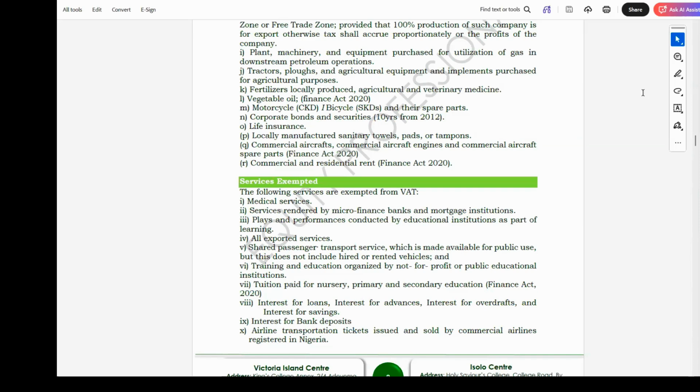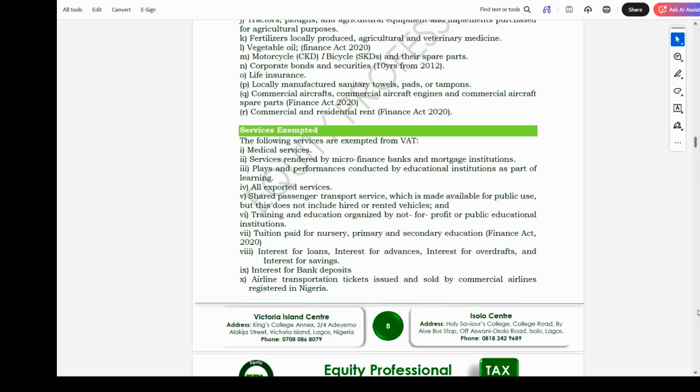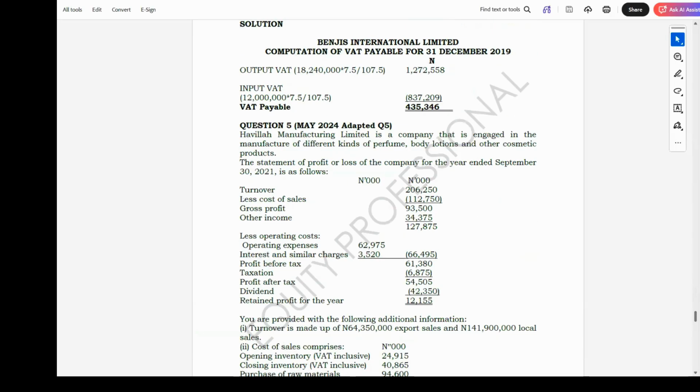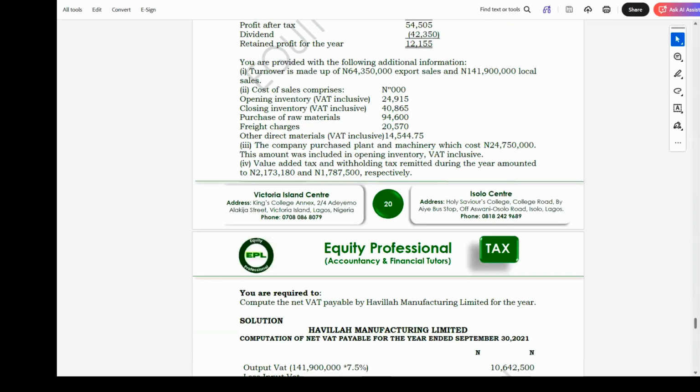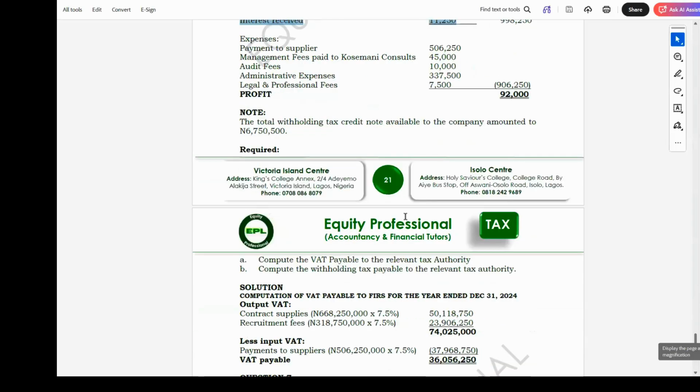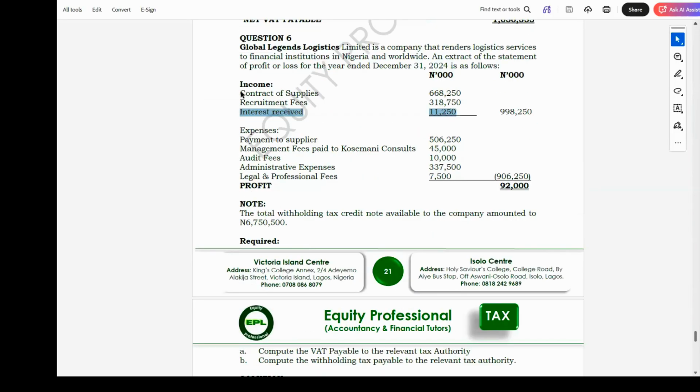Interest is a result of you putting down money that generates the interest, so it is exempted from VAT. There are services that are exempted from withholding tax. So that interest income will not be subject to value added tax, and that's why we do not include it as part of the computation. Those are the only two incomes that will be liable to value added tax, which will give rise to output VAT.